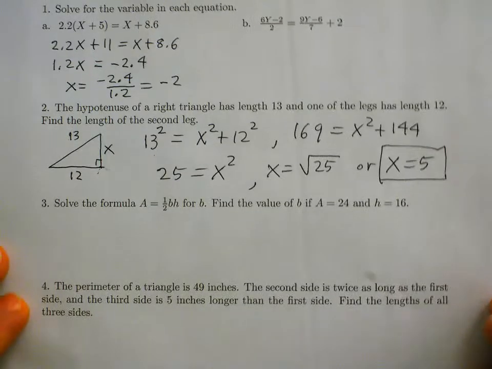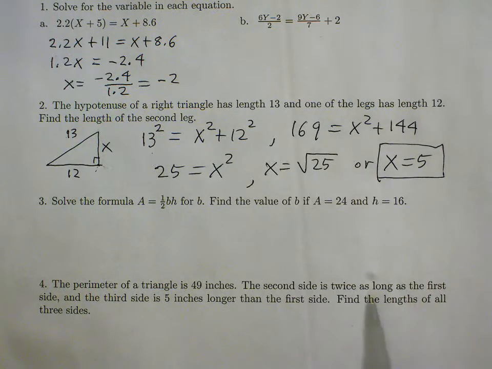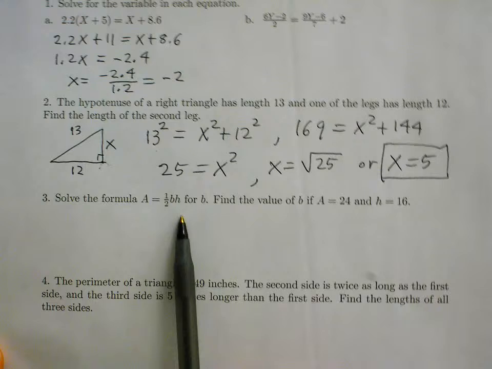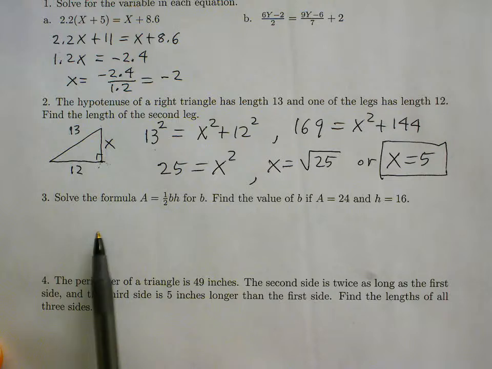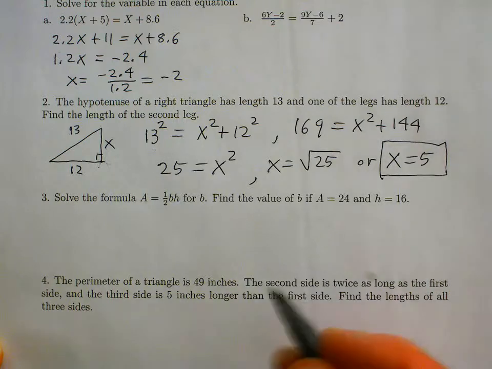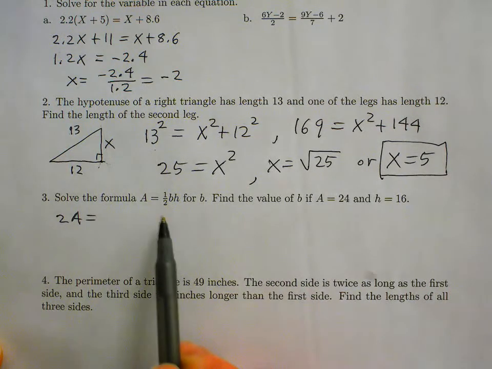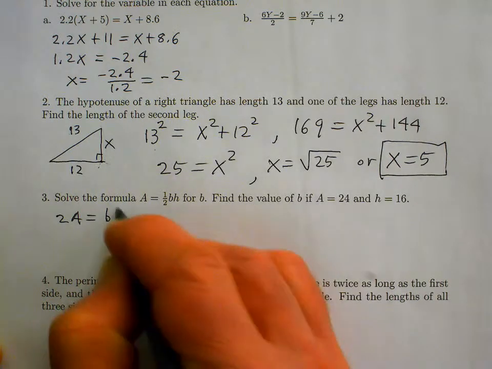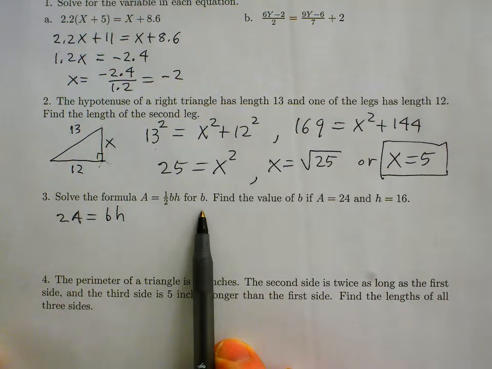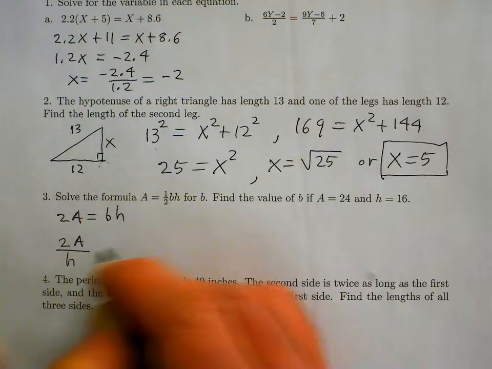Okay, problem 3, solve the formula capital A equals 1/2 times B times H for B. We can do this in a couple of steps. Since the right-hand side has a coefficient of 1/2, we'll multiply both sides by the reciprocal of 1/2, or just think of that as 2 over 1. And multiply the left-hand side by 2, we get 2A. When we multiply the right-hand side by 2, 2 times 1/2 is 1, 1 times B times H. And we want to solve for B, so now we divide both sides by H. And we get 2A divided by H equals B.